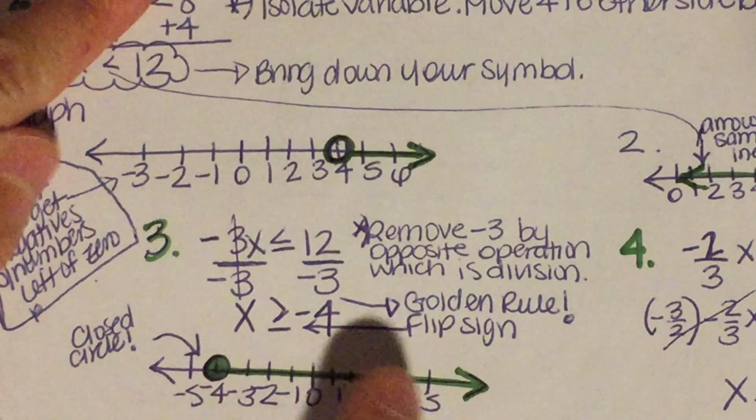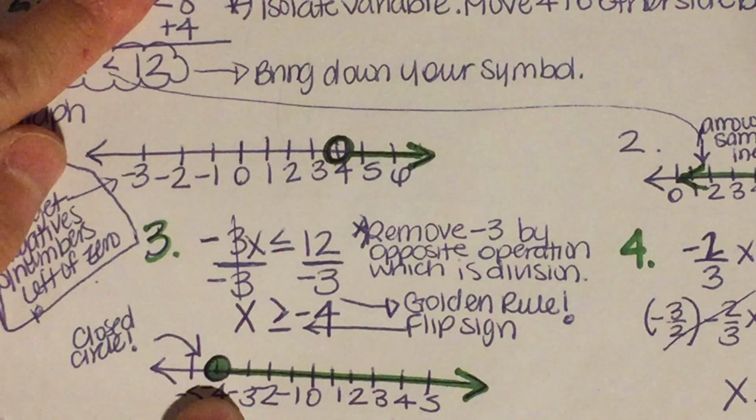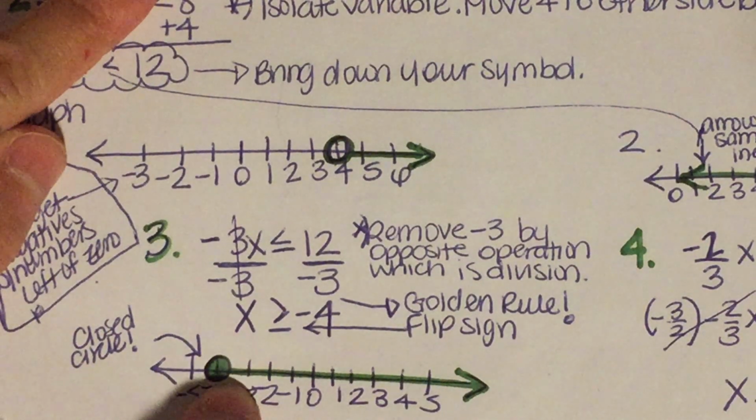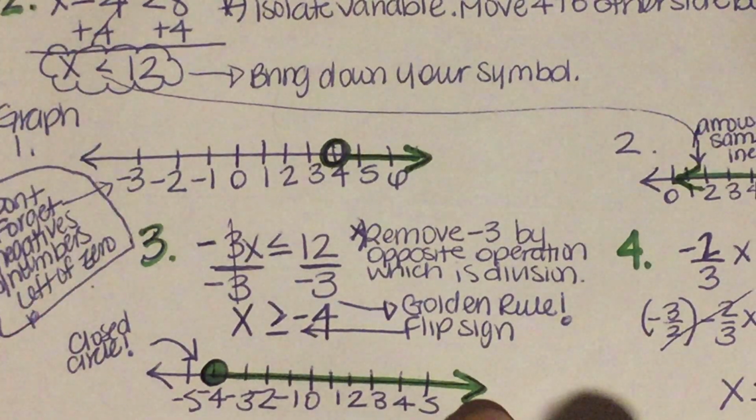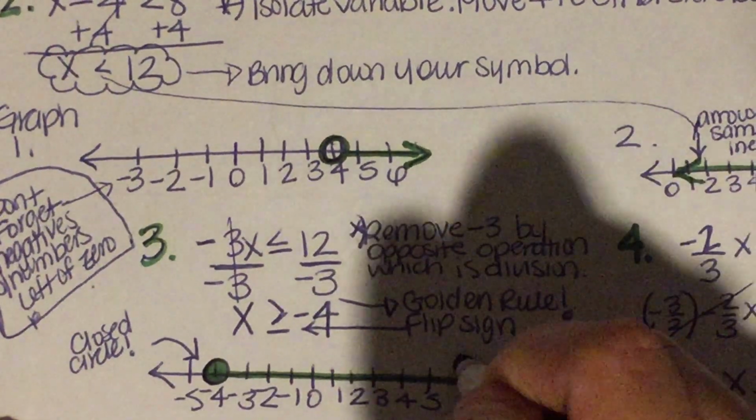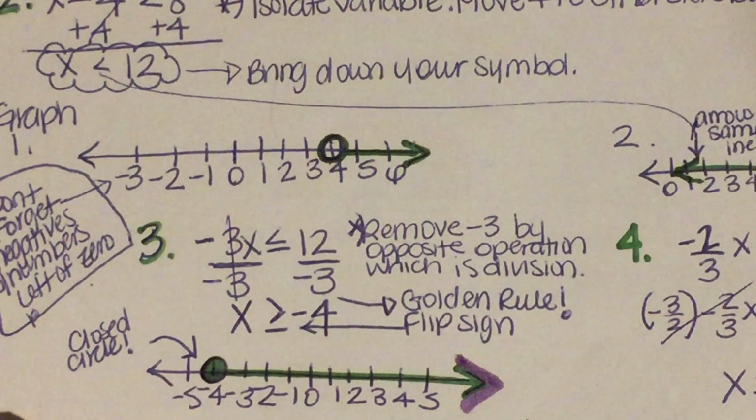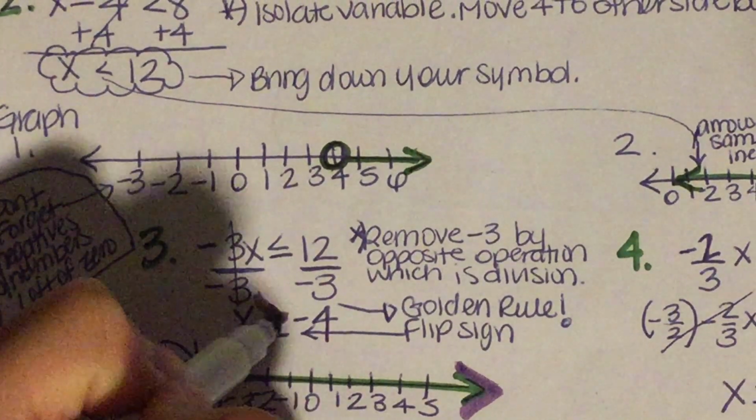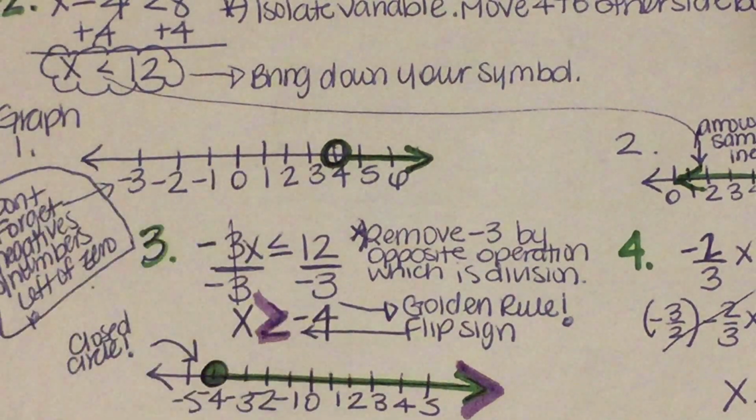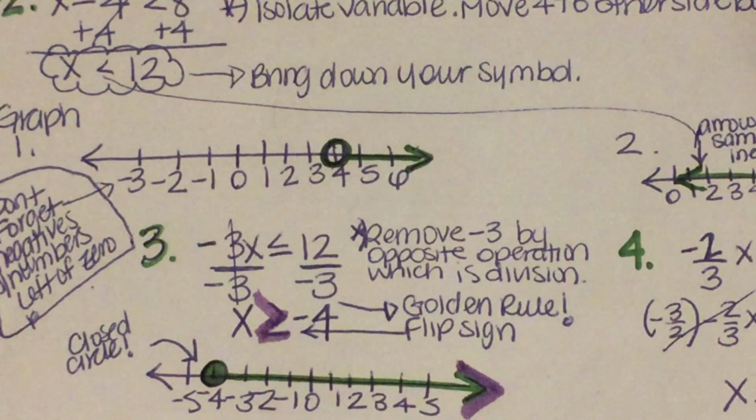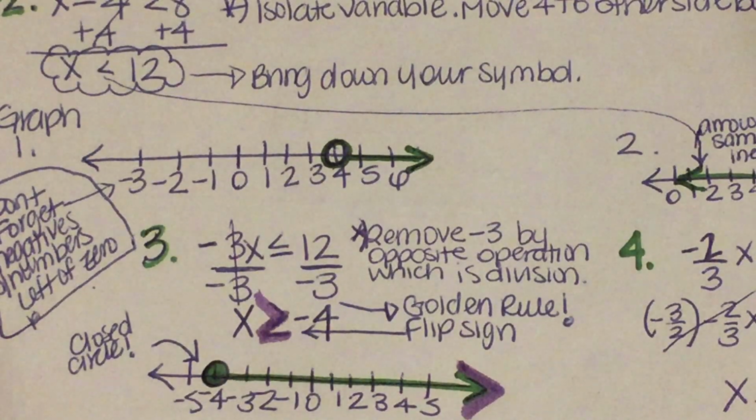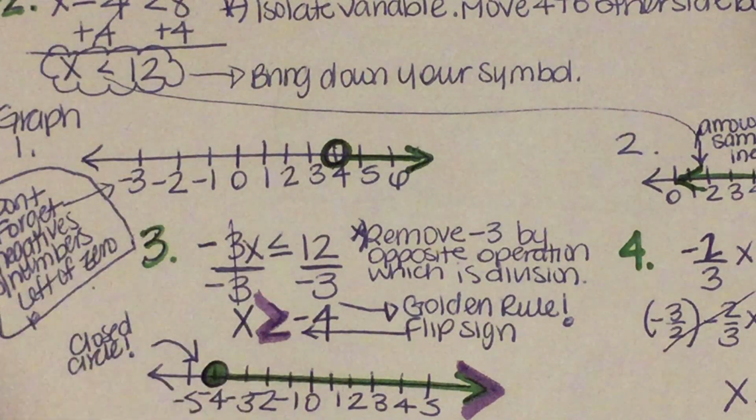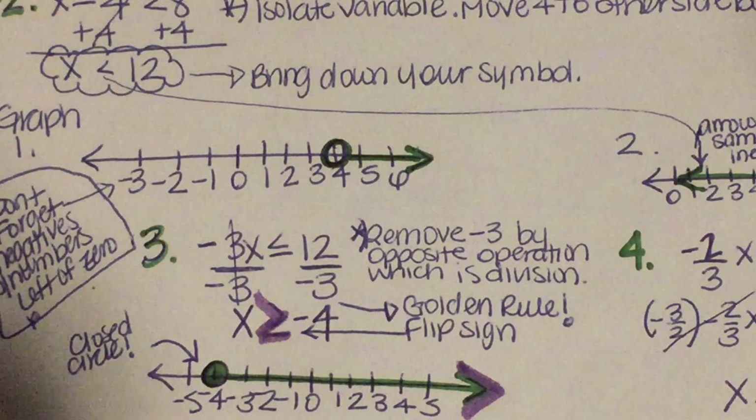Now when I graph it, I'll have a closed circle over negative 4, and my arrow will point to the right. Notice how my arrow, which points like that, faces the same way as my inequality sign. If they're both pointing to the right, then I've graphed it correctly. If your points are not the same direction, then you have graphed incorrectly.